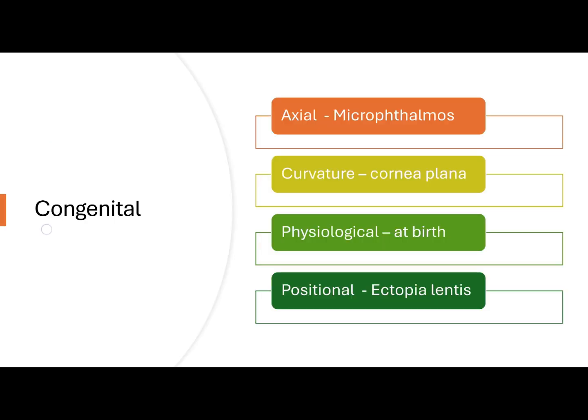Now, as I told you, the main reasons are congenital and acquired. So in congenital, the same axial, curvature, physiological, and positional types can all occur. For example, a change in the axial length can happen because of microphthalmos. Change in the curvature can happen because of cornea plana. As I told you, it can be physiological at birth. Ectopia lentis can cause a positional kind of hypermetropia. So congenital can be a combination or can occur separately, and this happening at birth is known as congenital hypermetropia.